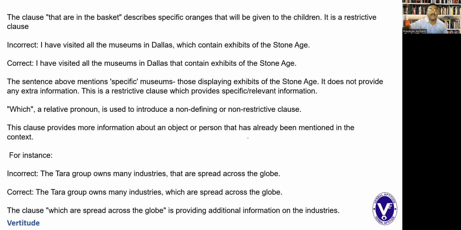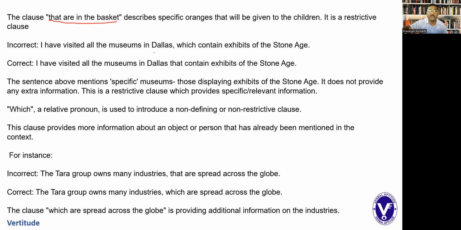The clause that are in the basket describes specific oranges that will be given to the children, and it is a restrictive clause. So here we are talking about that are in the basket. It describes the specific oranges. Which oranges will be given? That are in the basket. Not the oranges somewhere else. It is in the basket. So that is why it is a restrictive clause.